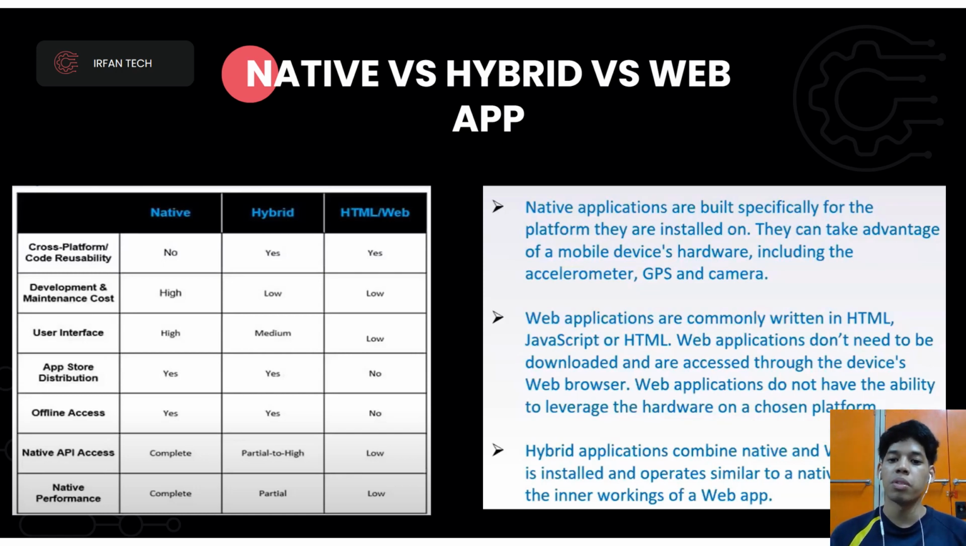Native applications are built specifically for the platform they are installed on. They can take advantage of a mobile device hardware, including the accelerometer, GPS, and camera. Web applications are commonly written in HTML, JavaScript, or HTML. Web applications don't need to be downloaded and are accessed through the device web browser. Web applications do not have the ability to leverage the hardware on a chosen platform. And then we have the last one, hybrid applications combine native and web apps, as it is installed and operates similar to a native app, but has the inner workings of a web app.